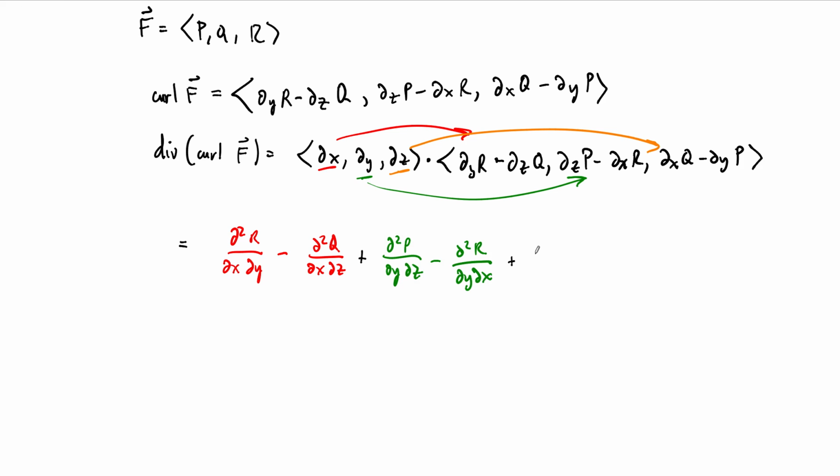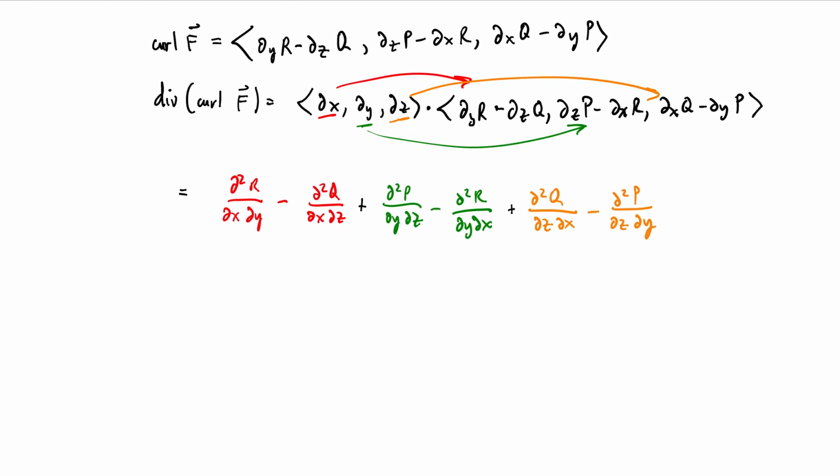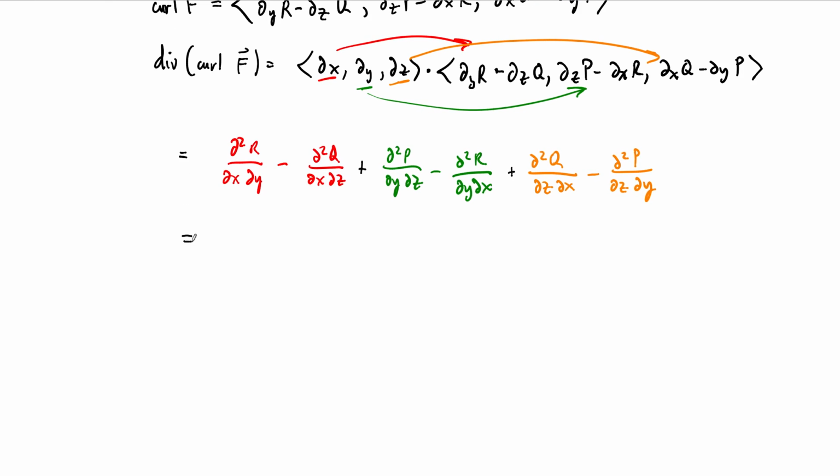And so we go to the next one. Plus, finally, we have d squared q. Now it's going to be dz dx, all right, minus d squared p. This one's going to be dz dy. And let's color code this one as orange because that's where it came from. And finally, we want to add these up. Okay, anything that we see that looks similar, we want to add these up.